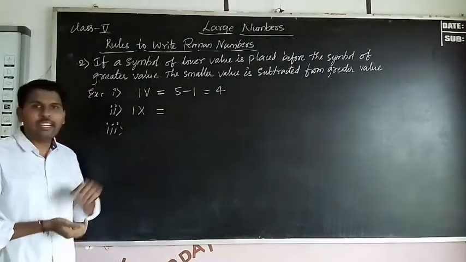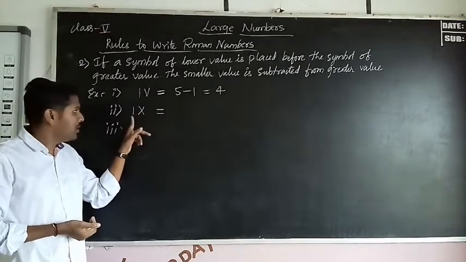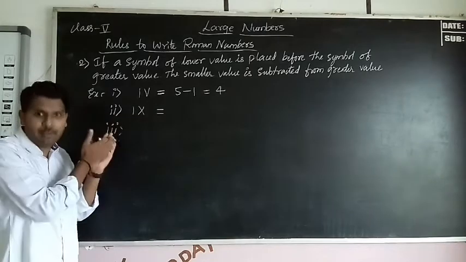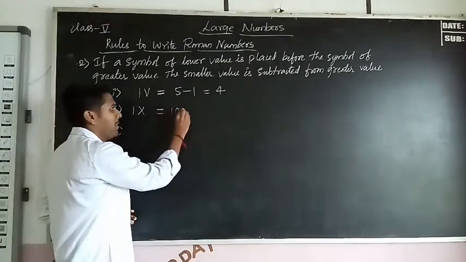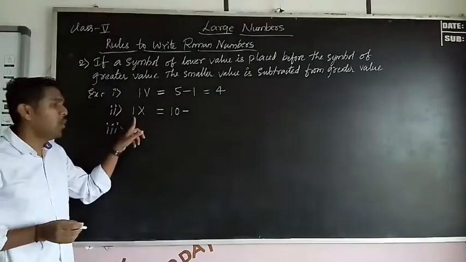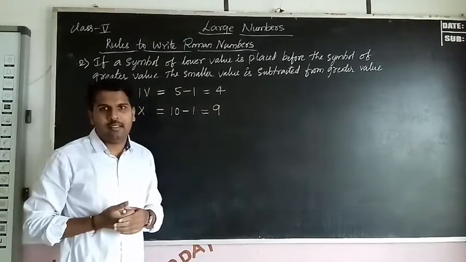So next take another one. So here which one is greater value? X is greater value. X means 10. So here smaller value is placed before. Before means subtraction. X means 10 minus 1. That is 1, that is 9.